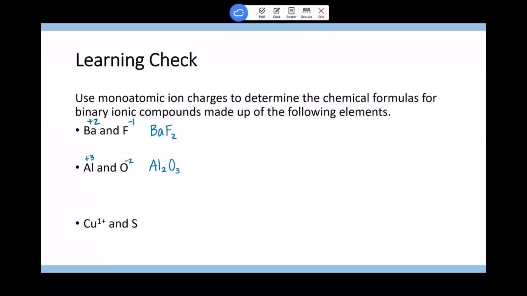And then our last example: copper is one of those atoms with a variable charge. Sulfur is not. Sulfur has a -1 charge. So to have the positive and negative charges cancel out, we need 2 coppers and 1 sulfur.